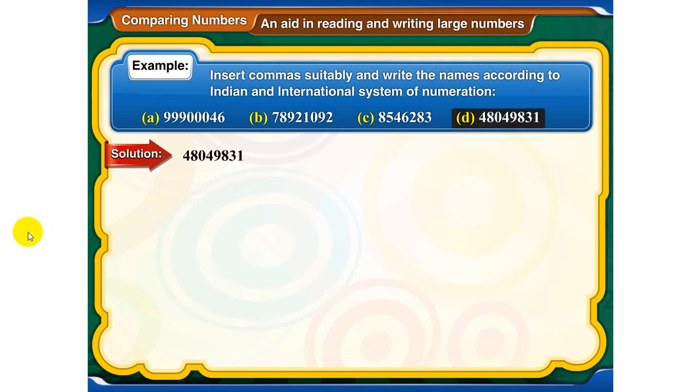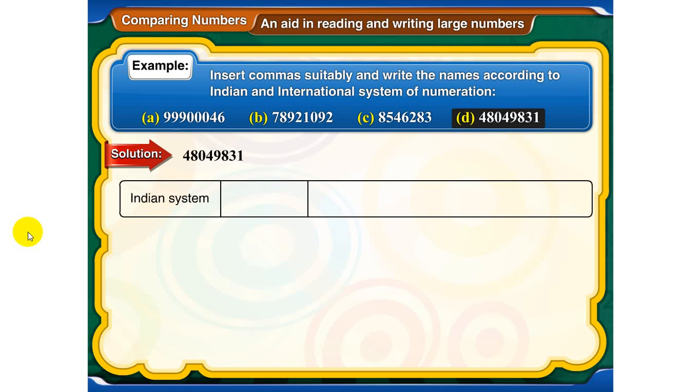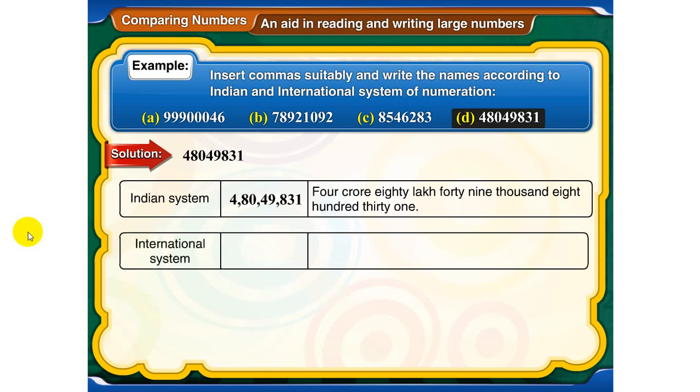D. 4 crore 80 lakh 49,831. Insert commas in Indian and international system as follows. In Indian system, this number is read as 4 crore 80 lakh 49,831, and in international system it is read as 48,049,831.